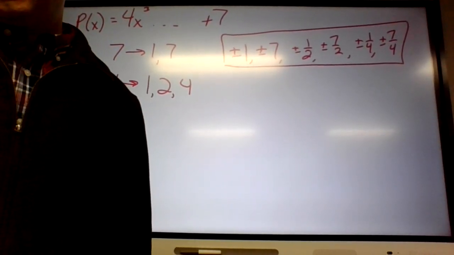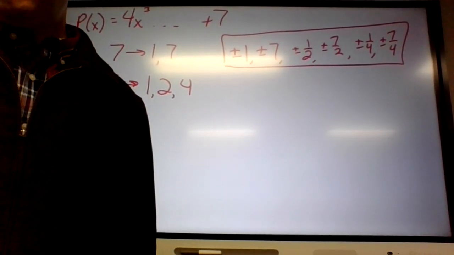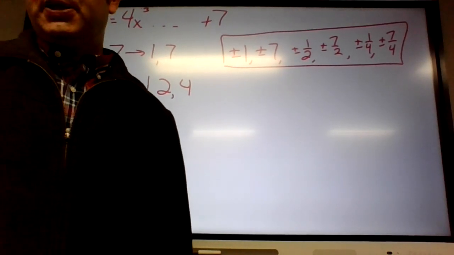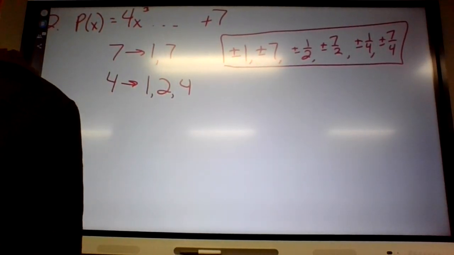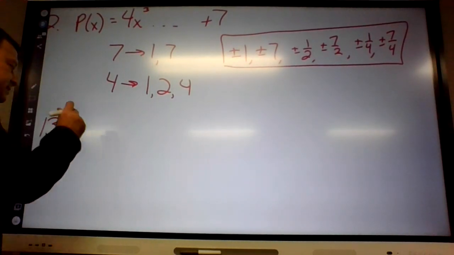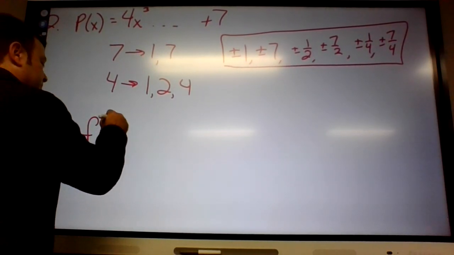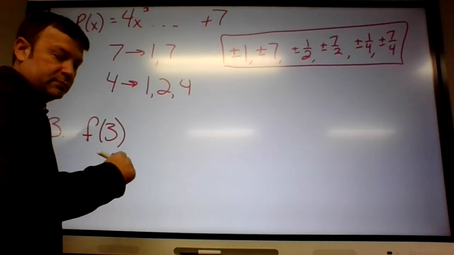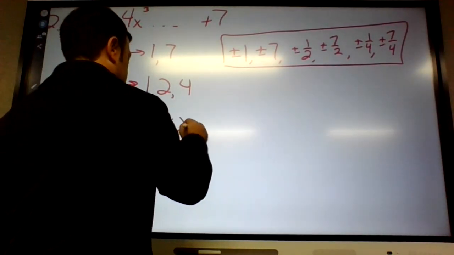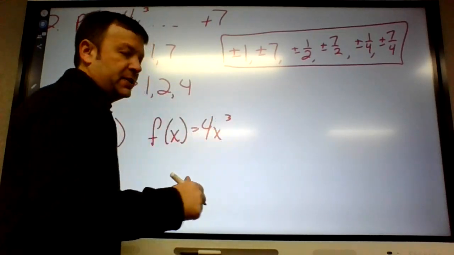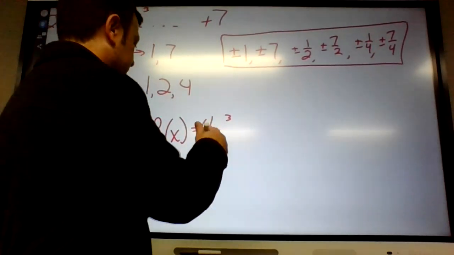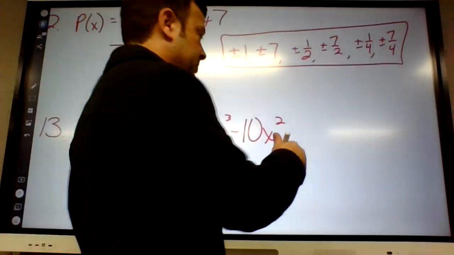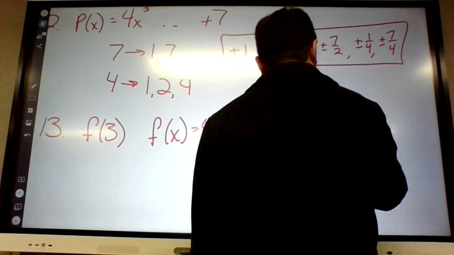Okay, on 13, evaluate by synthetically dividing x minus a and applying the remainder theorem. So, this is basically just another synthetic division thing, but I need to explain that a little bit. Minus 26 plus 16.